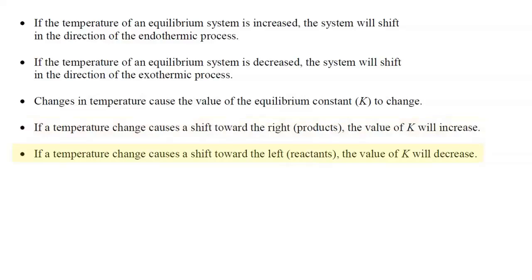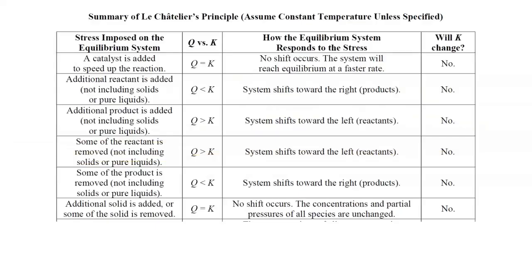But only changes in temperature will cause the value of K to change at all. Now, we are on the last page of this packet, and it's a rather long table. This is a summary of Le Chatelier's principle. Assume constant temperature unless specified. So we'll take a look at various stresses imposed on the equilibrium system. We'll see what effect that stress has on the Q versus K relationship, and then how the equilibrium system will respond to the stress. The value of K is not going to change unless the temperature is changed.